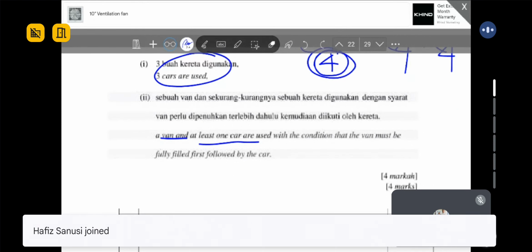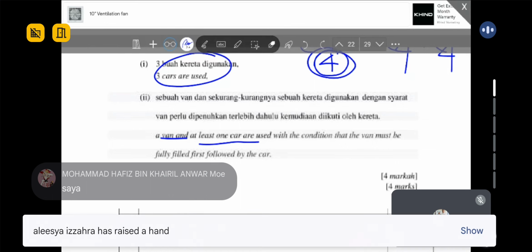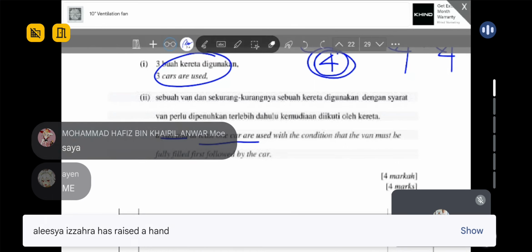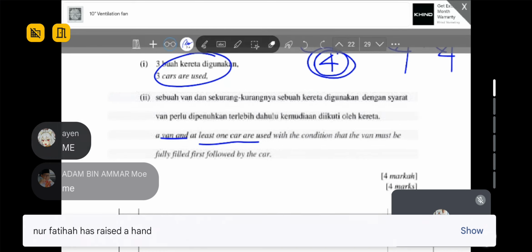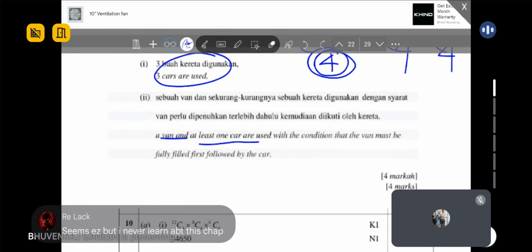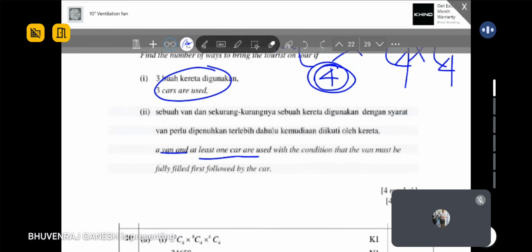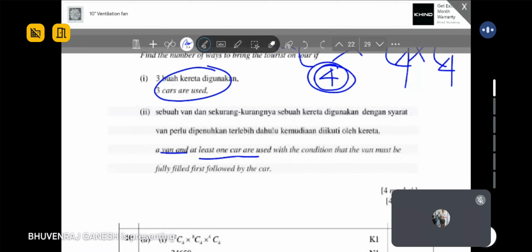Okay, honestly, who don't like this topic? Secara jujur, kamu komen. Walau sebanyak mana pun latihan kamu cuba, masih tak faham. Kamu cuba banyak latihan dah. You guys try a lot of exercise, but still don't like. Okay, got lah. A lot of people also. I think majority, right? Seems easy, but I never learn about this chapter. Must learn. This one definitely will come out. Setiap soalan trial, kamu akan nampak satu soalan untuk yang ni. At least one question. Okay, so you must know.